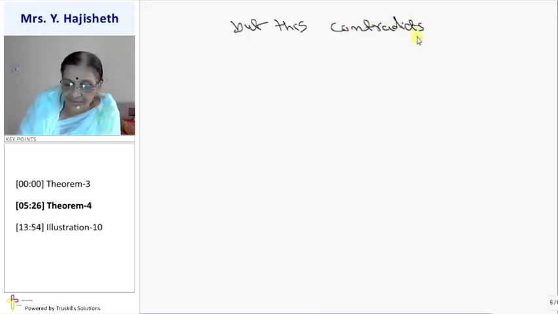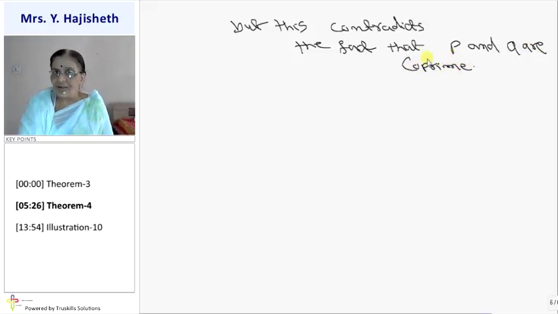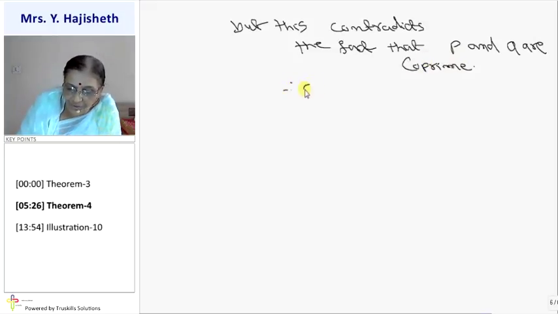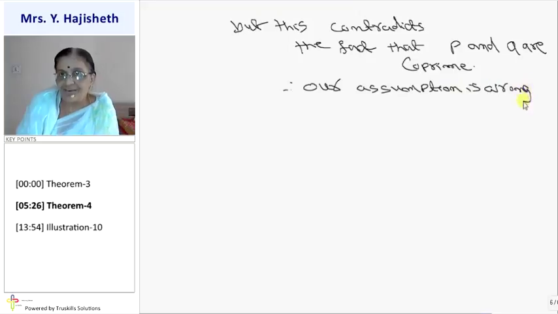This contradicts the fact that, what fact we assume? Fact that p and q are co-prime. When p and q are co-prime, then common factor should not be 2. So this contradicts the fact that p and q are co-prime. Therefore, our assumption is wrong. Now do you understand what do you mean by contradiction method?